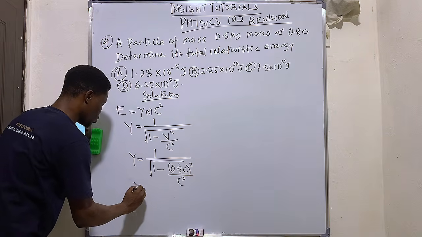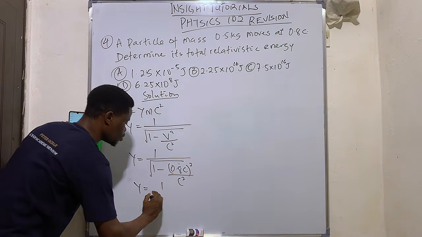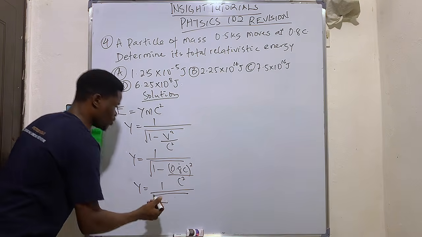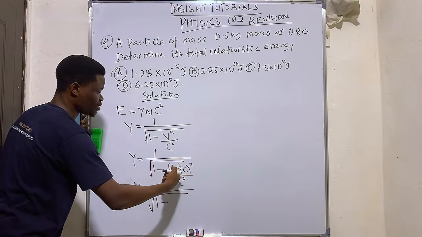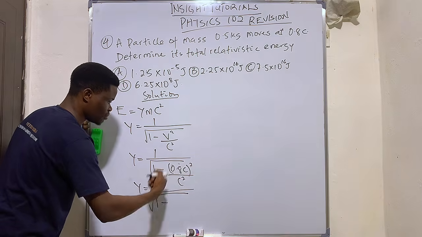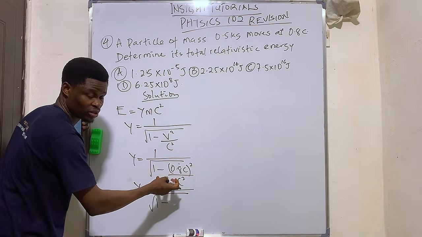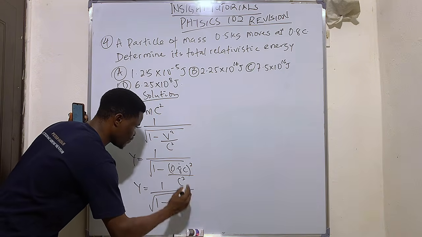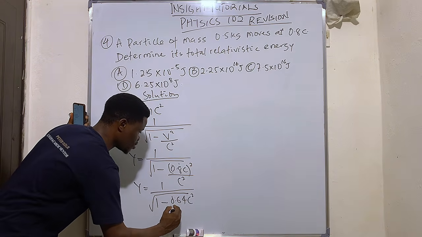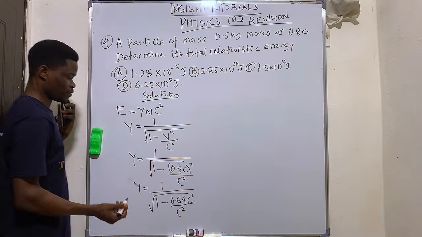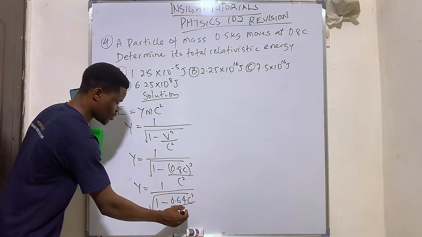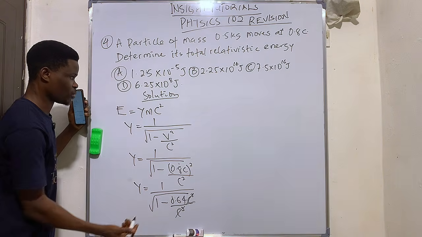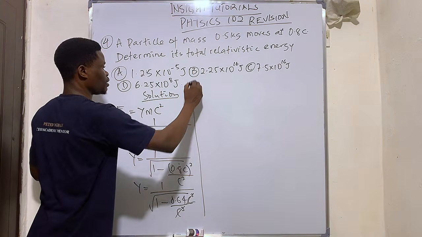So the Lorentz factor is 1 all over the square root of 1 minus, now this is going to be 0.8 times 0.8 times c times c, because the square applies to the two numbers in this bracket. So 0.8 times 0.8 gives us 0.64, and c times c gives us c squared, all over c squared. We can cancel out the speed of light, so that we're left with 0.64. We'll continue from here.